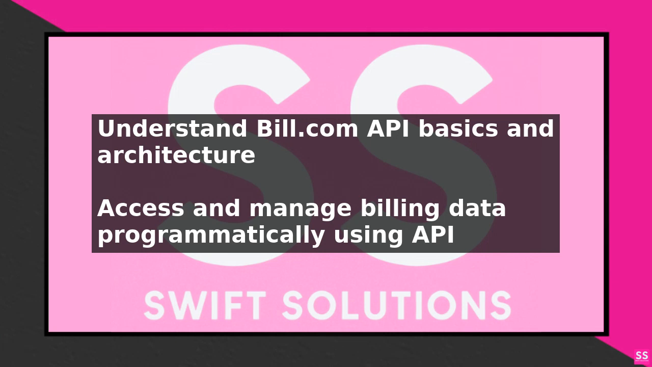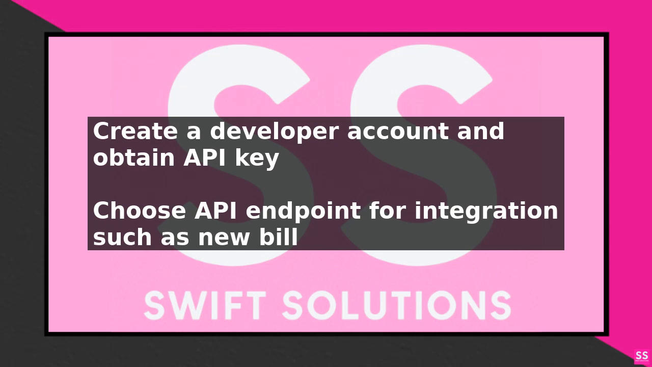Step 1. Create a Bill.com developer account and obtain an API key. This key is necessary for authenticating API requests. Next, choose the API endpoint you want to integrate, such as creating a new bill or retrieving a list of vendors. Step 2. Set up API authentication by including your API key in the request header.